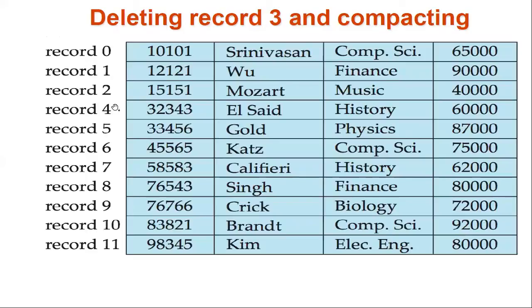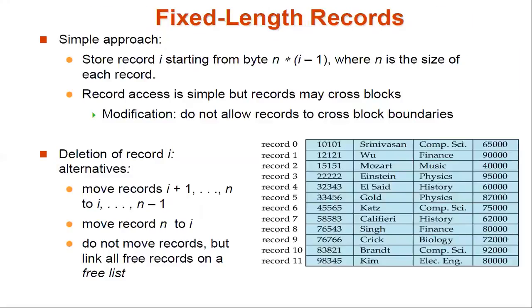In the first case, once you delete the third record, you are moving the entire remaining records into the previous location. That means in the record 3 place you are replacing with record 4, in the record 4 place you are replacing with record 5. Likewise you are moving the bottom records one level up. That's what we are saying here: move records i+1 to n to i to n-1. This is the first approach.